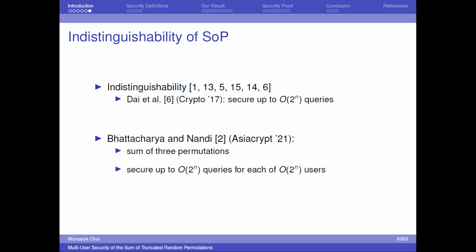On the other hand, the security of SOP has a long history, and notably, Patarin showed the security of SOP with mirror theory. However, the mirror theory was not verifiable, and Dai et al. showed its security again with a different approach via the chi-squared method. And very recently, Bhattacharya and Nandi showed that the sum of 3 permutations can be secure up to 2 to the n queries for each of 2 to the n users.